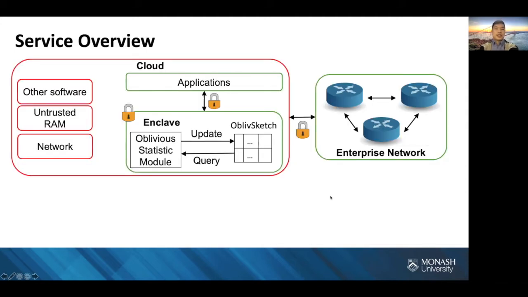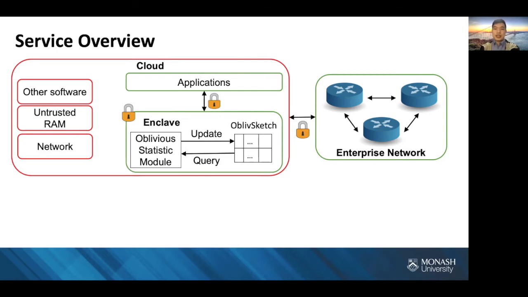In our service, both the enterprise and the application will attest the enclave before starting to run the service. Then the switch starts to send encrypted local statistics to the enclave periodically. We call this the epoch. The enclave maintains the aggregated view of the underlying network for an epoch. And the application will send the encrypted query and receive the encrypted result.